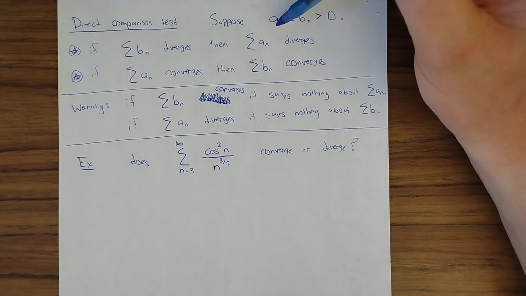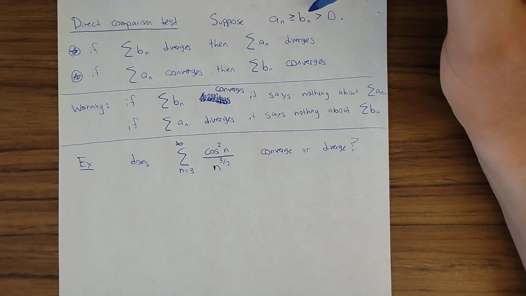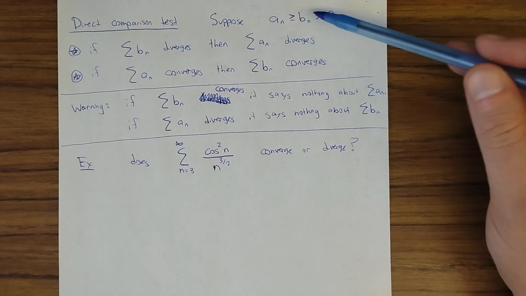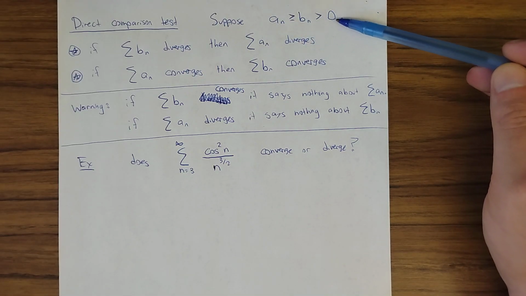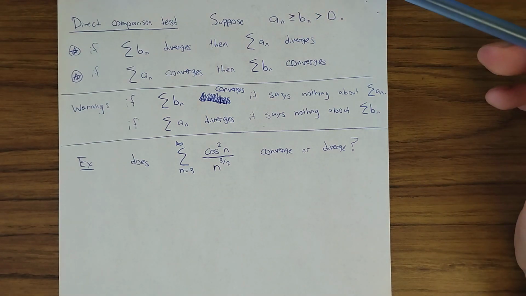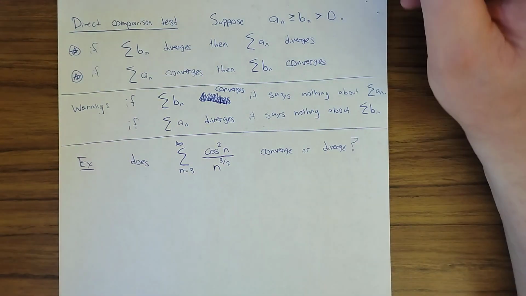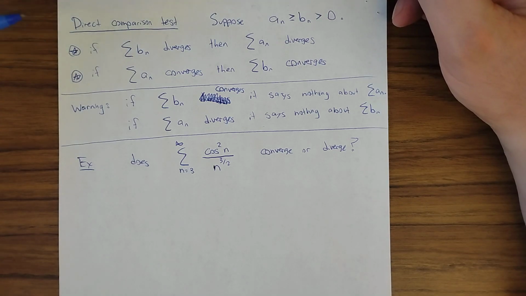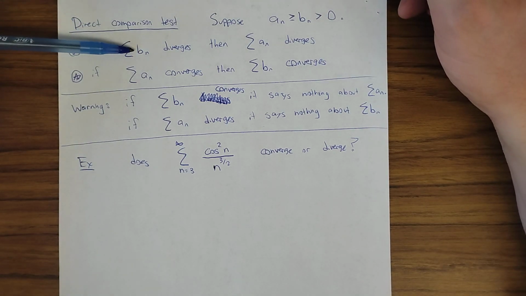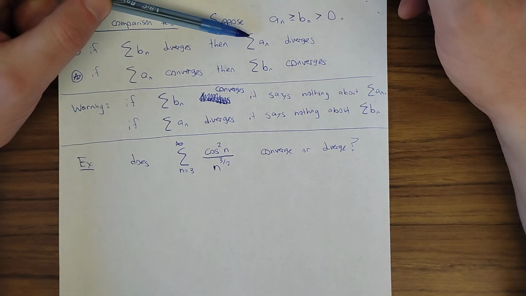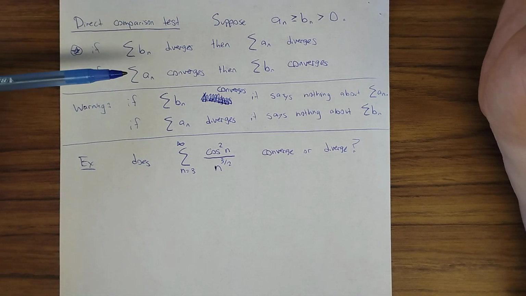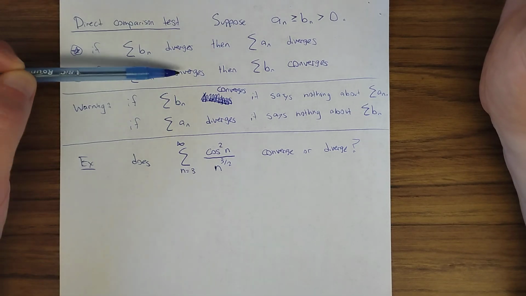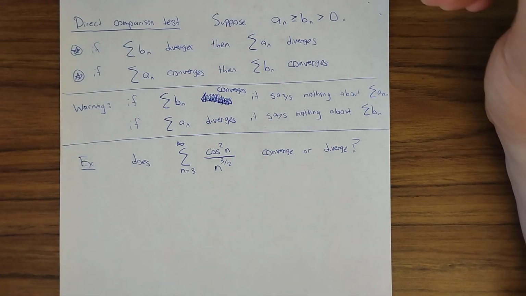So for this one, we have two series. There's an a sub n and a b sub n, and we're going to impose an inequality between them. So let's say that a sub n is greater than or equal to b sub n, and they're both positive still. But both of these tests that we're learning are about positive terms. So they're positive, and a sub n is greater than or equal to b sub n. So there's two ways to use this. If the series with b sub n in it diverges, then the series with a sub n also diverges. The other way is if the series with a sub n converges, then the series with b sub n converges.